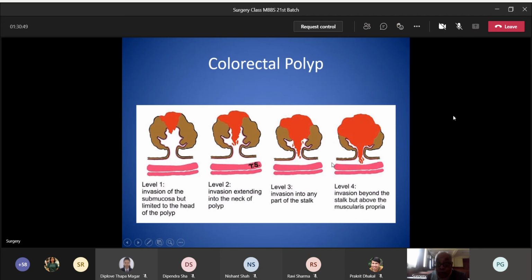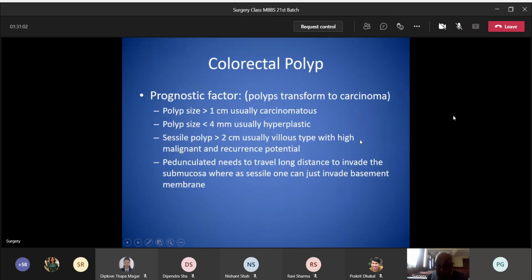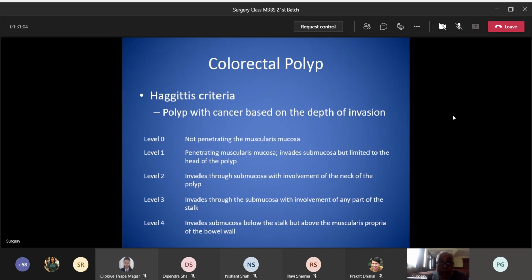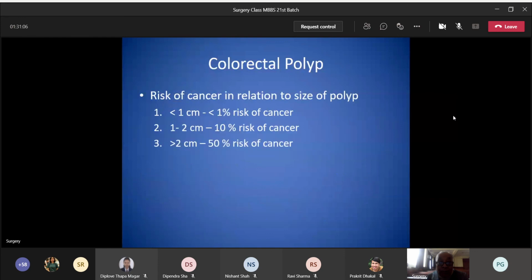So you can't even snare it. Okay? Level 2, that's okay. But level 3 and level 4, you can't snare it. You have to remove the whole of the polyp. So you have to do an extensive surgery. I'm not going to talk about Haggitt's criteria. Risk of cancer is less with polyps under 1 centimeter. As I told you, if you see between 1 and 2 centimeters, think of a high incidence of carcinoma.